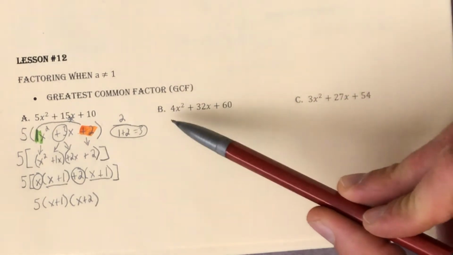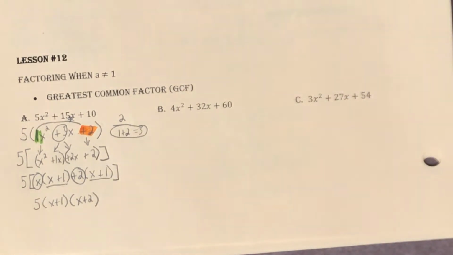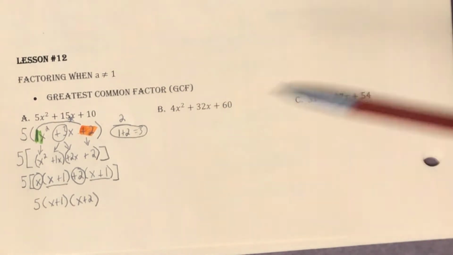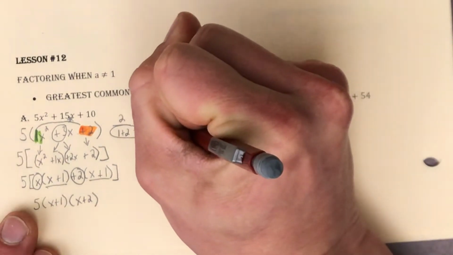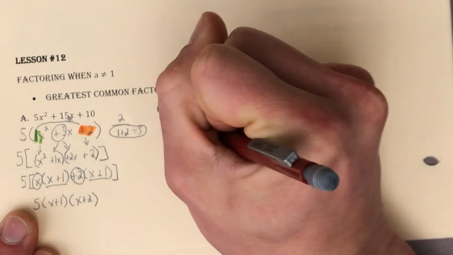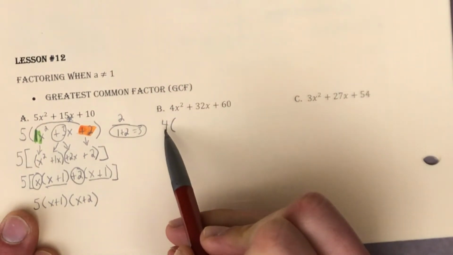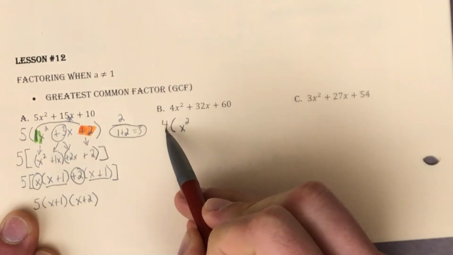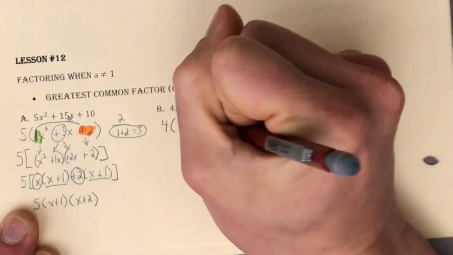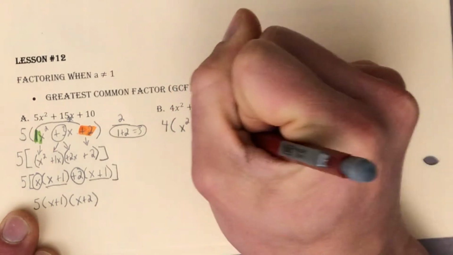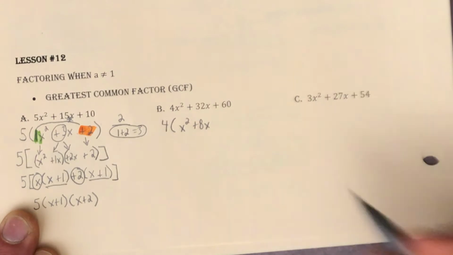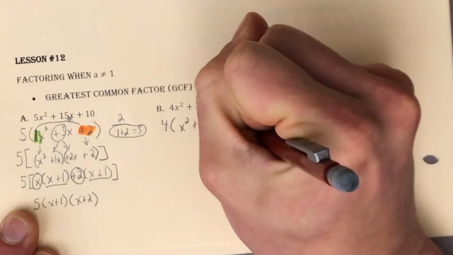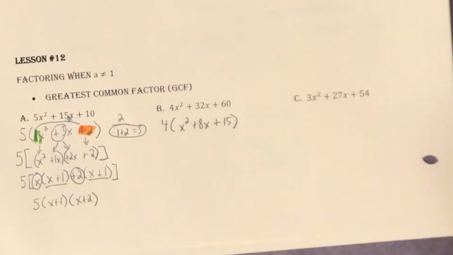Now, 4 only has one other term that goes into it, which is 4 itself. Does 4 go into 32? Yes, it does. Does 4 go into 60 evenly? Yes, it does. So that means that 4 is my greatest common factor. Then parentheses, working backwards: what did I multiply 4 by to get to 4x squared? That would be x squared. What did I multiply 4 by to get to positive 32x? Well, 4 times positive 8 equals 32, and there's an x right there. And what did I multiply 4 by to get to positive 60? That would be positive 15. There's the end of my parentheses.